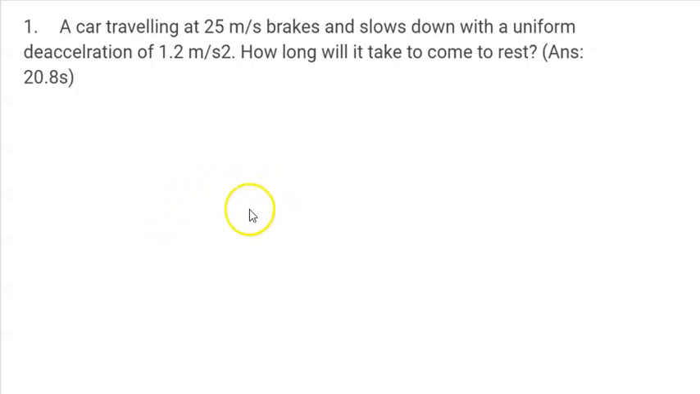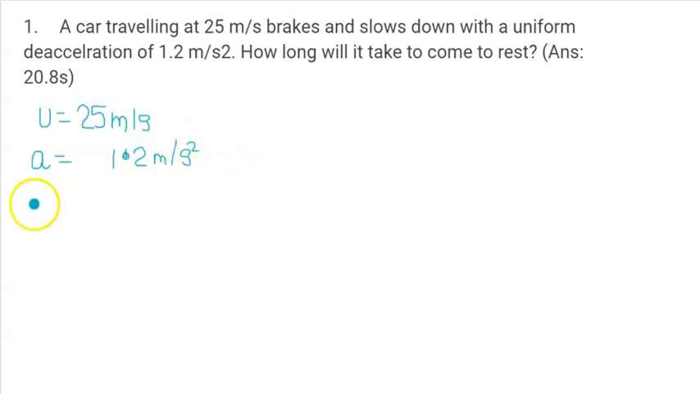Okay, let's say we got a question. A car traveling at initial velocity 25. So we know u equals 25 meters per second. That's the initial velocity. It breaks down, so it has to come to a stop with an acceleration or deceleration of 1.2 meters per second square. How long does it take for the car to come to rest?